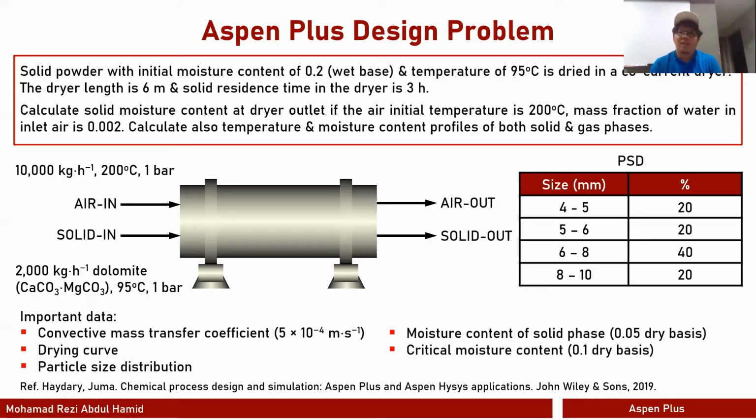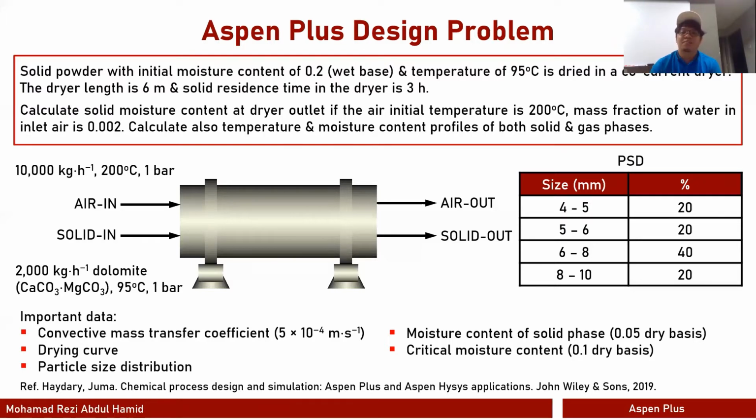And then we have the dryer length, which is 6 meters. That's the dimension of our dryer. And the solid will spend 3 hours inside the dryer. So our task here is to calculate the solid moisture content leaving the dryer if we use hot air containing water at a mass fraction of 0.002 and a temperature of 200 degrees Celsius at the inlet side. Other than that, we also need to calculate the temperature and moisture content profiles for both the solid as well as the gas phase.